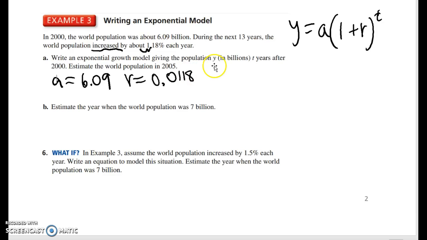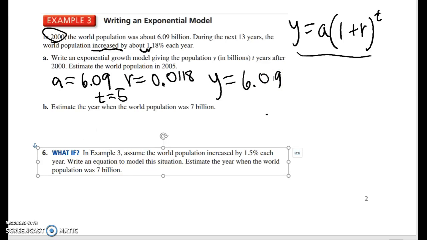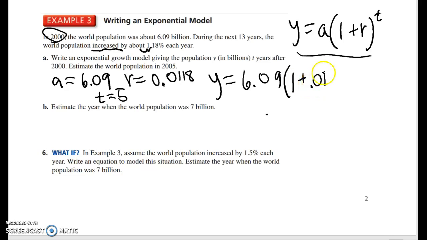Okay. And then what else do I need here? I need t, my time. It's going from 2000, because that's when everything starts, to 2005. So my t is just 5 years. And then I want to plug them into this equation over here. So y equals 6.09 times (1 plus 0.0118) to the 5th power.